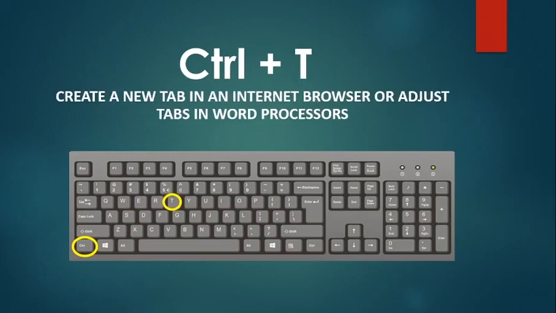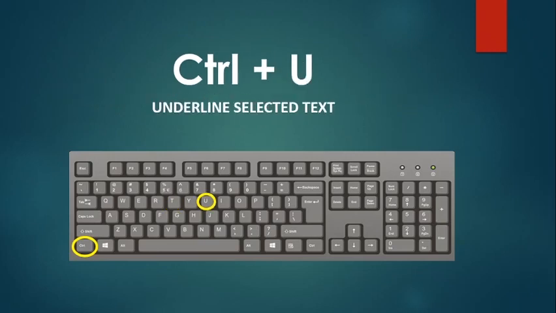Now next one, it's Ctrl T. Now this one will create a new tab for you in the browsers, whether it's Internet Explorer or some other browser, and it also adjusts the tabs in the word processors. Next one is Ctrl U. This is a famous one as well. It underlines the text when you're working in Word or any other similar software or application.